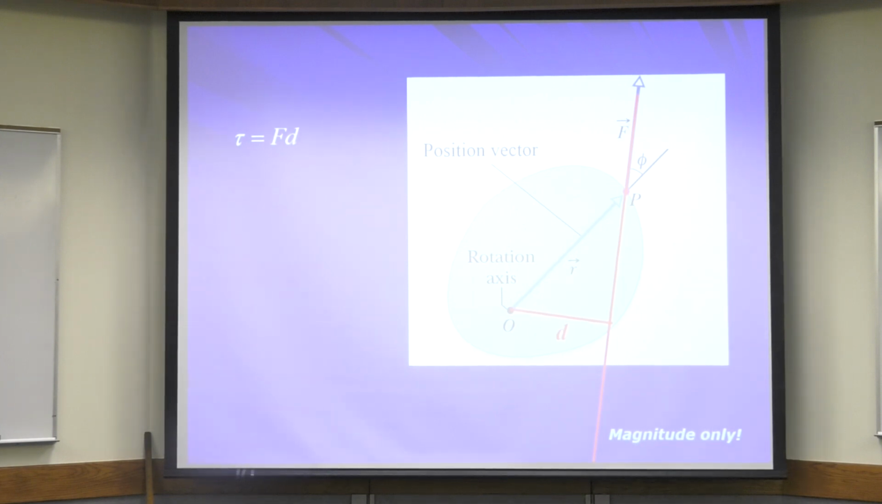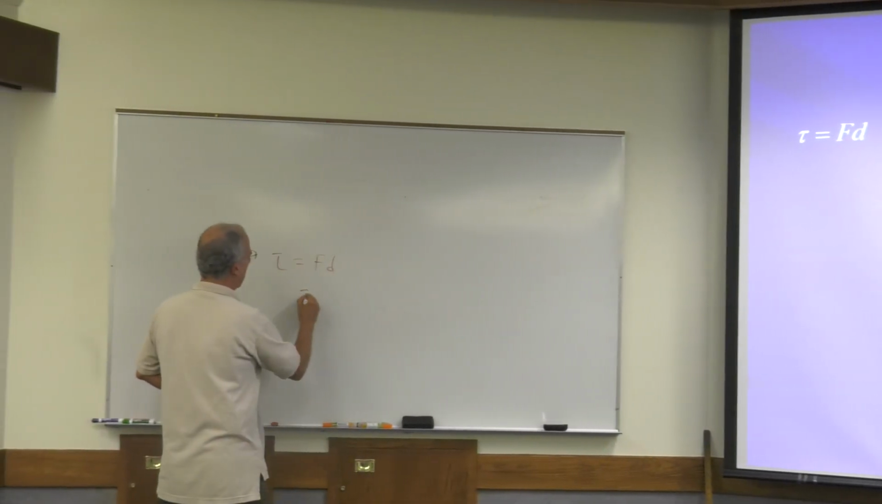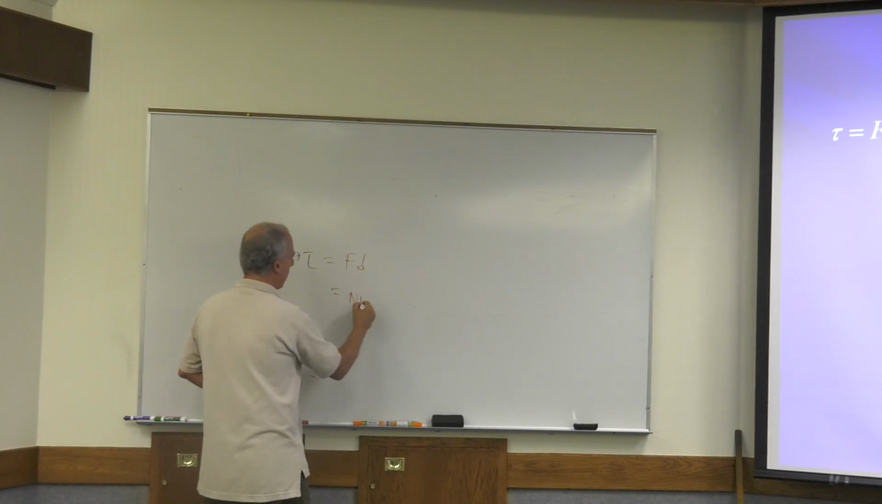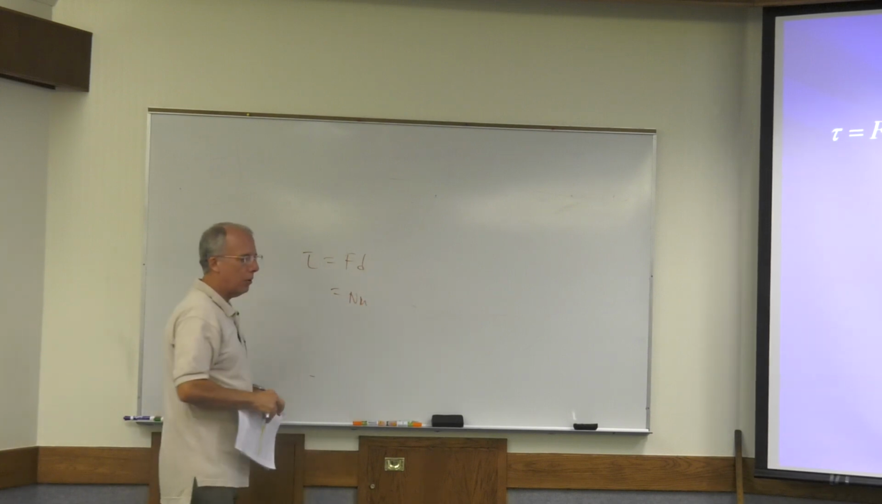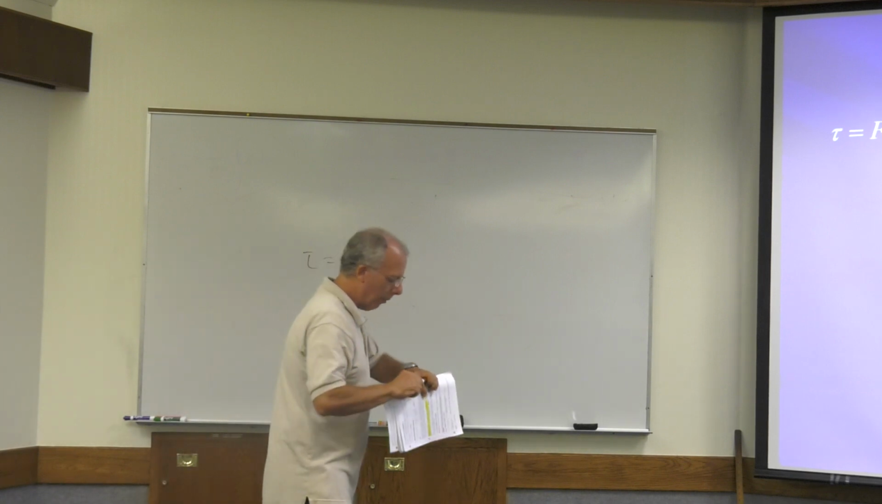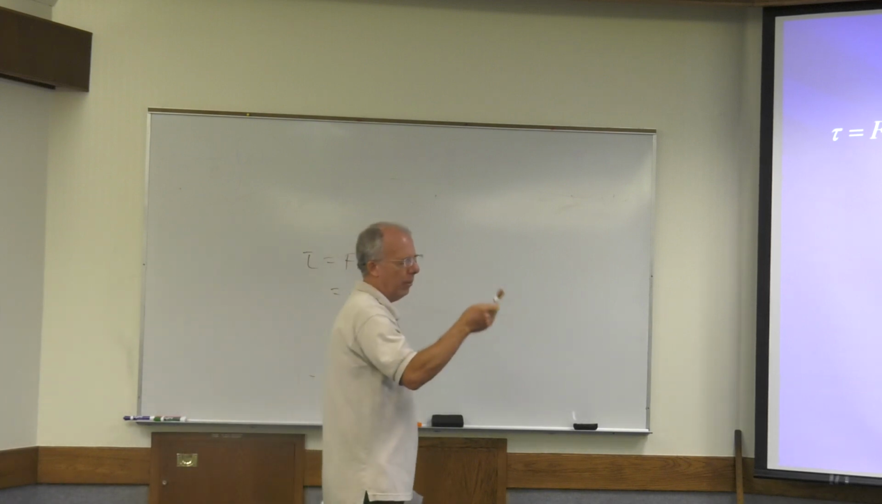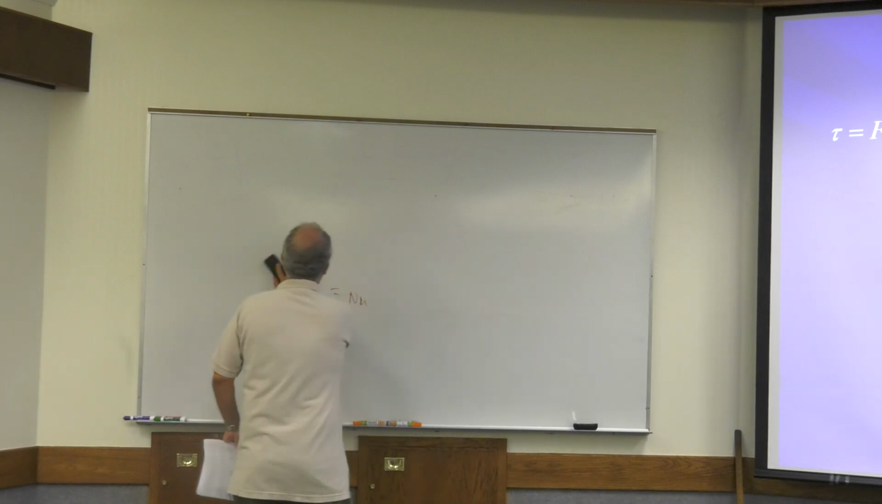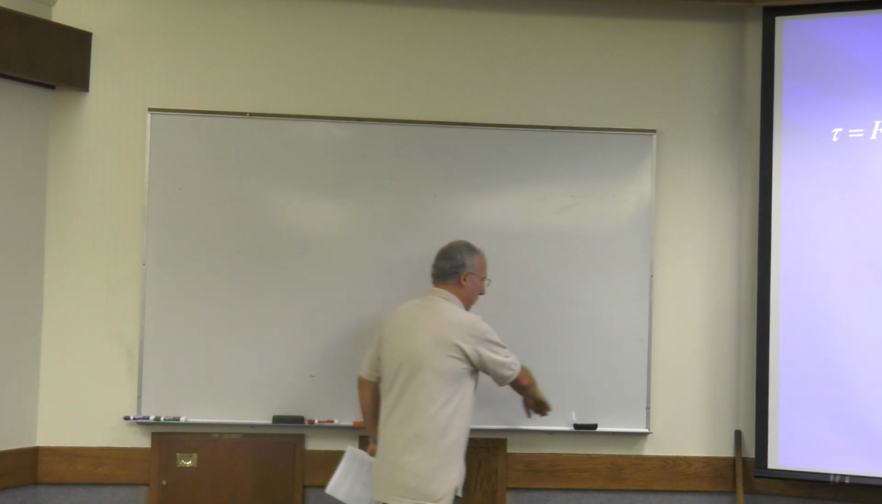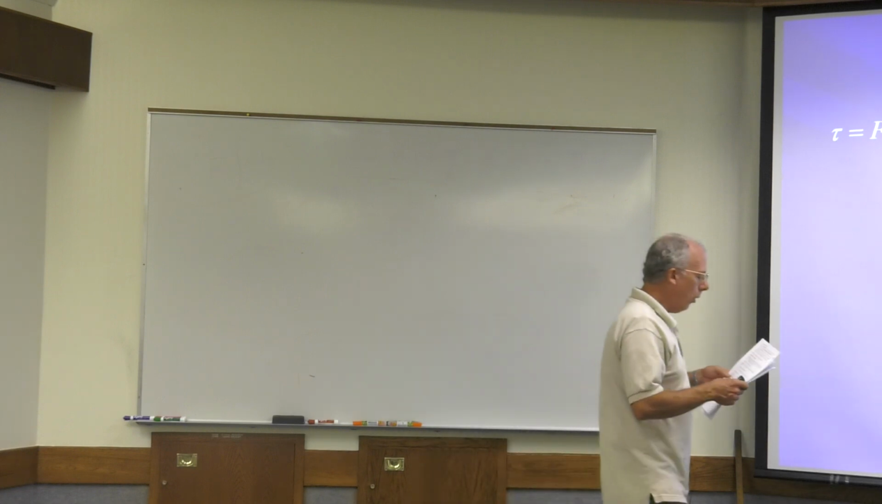So torque is force times lever arm. Force is newtons, lever arm is meters, right? So torque is newton meters. When I showed you a picture of my bicycle, remember it said maximum torque. I don't remember what it was, like 8 newton meters. But anyway, that's just for remembering that. All right, so let's keep going.